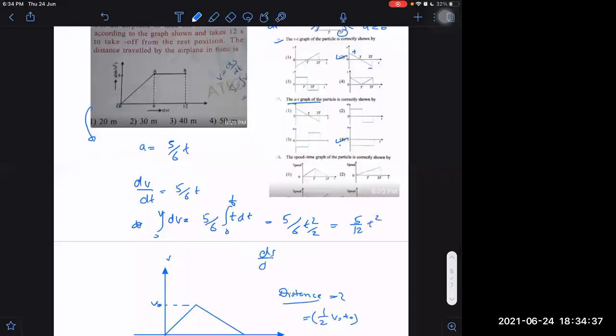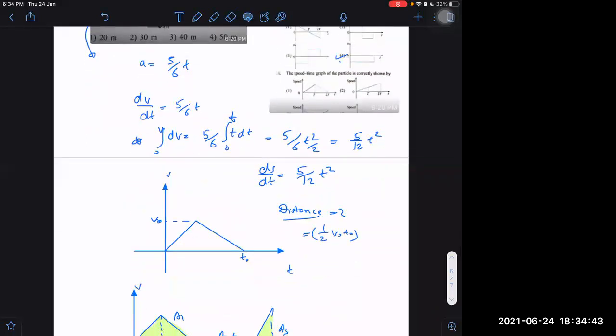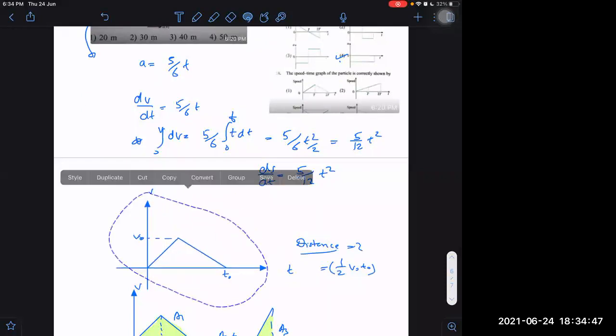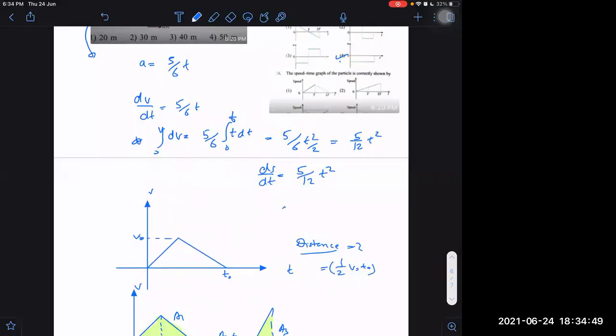Again, we have to put velocity as ds by dt. So ds by dt is equal to 5 by 12 t square. And after that, what do we do next? We integrate again, once more. So the integral of ds will be equal to 5 by 12 into the integral of t square, which gives t cube, that is 5 by 36 t cube.